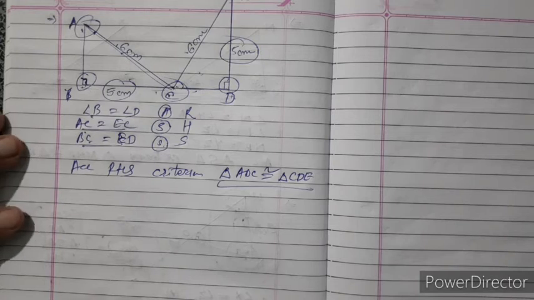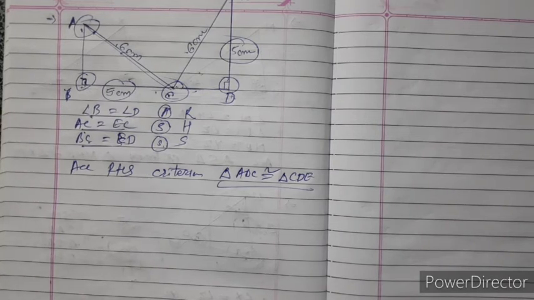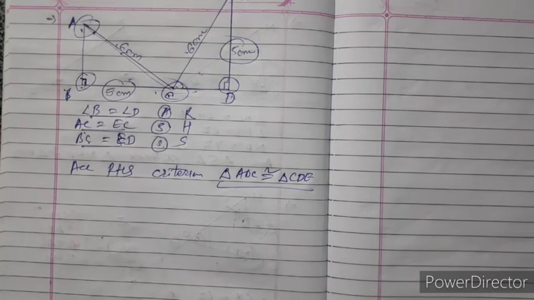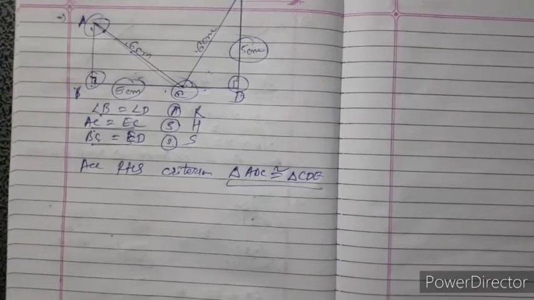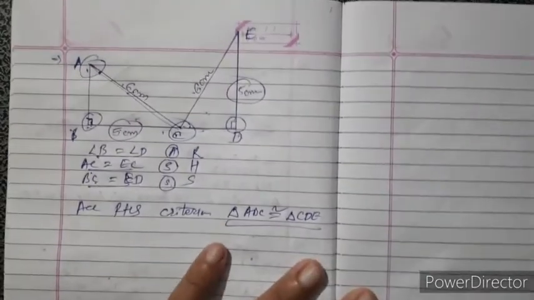In the next lecture we will solve exercise 7.2. We will just revise all these sums one more time.